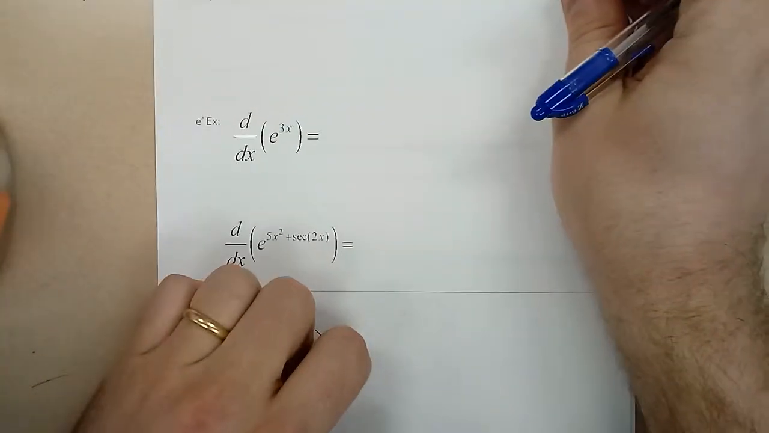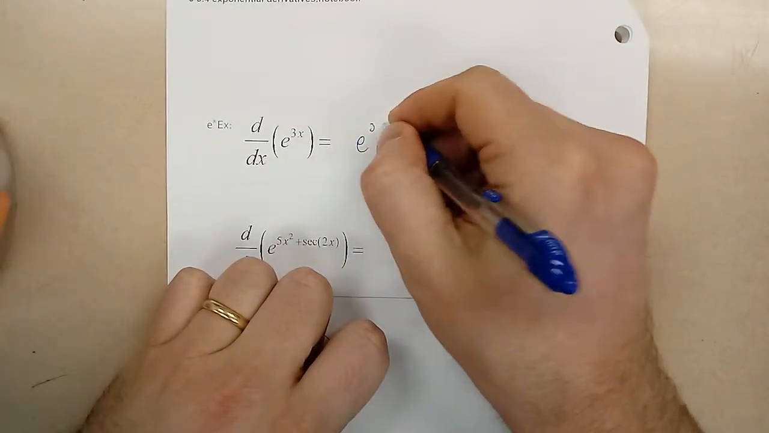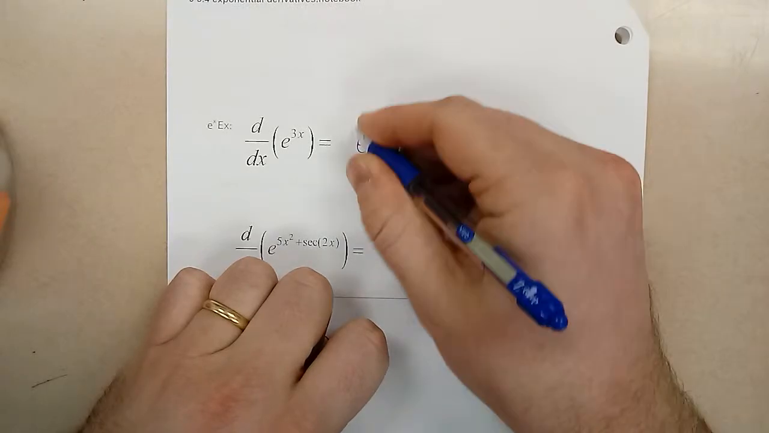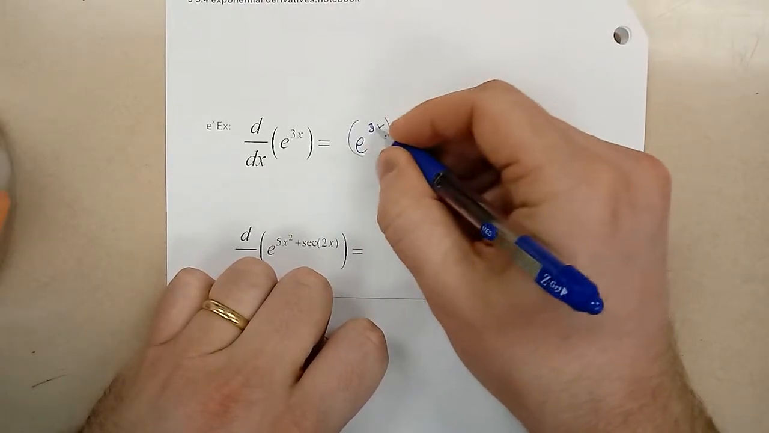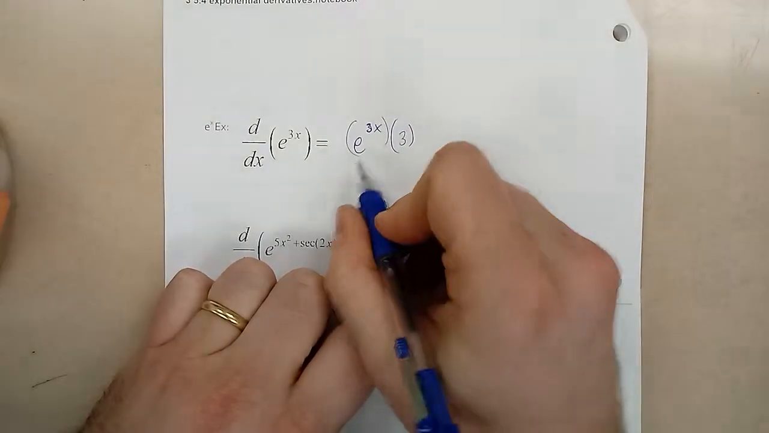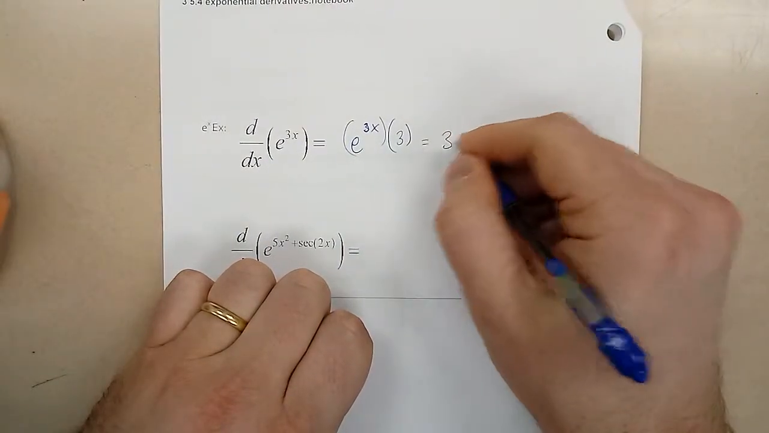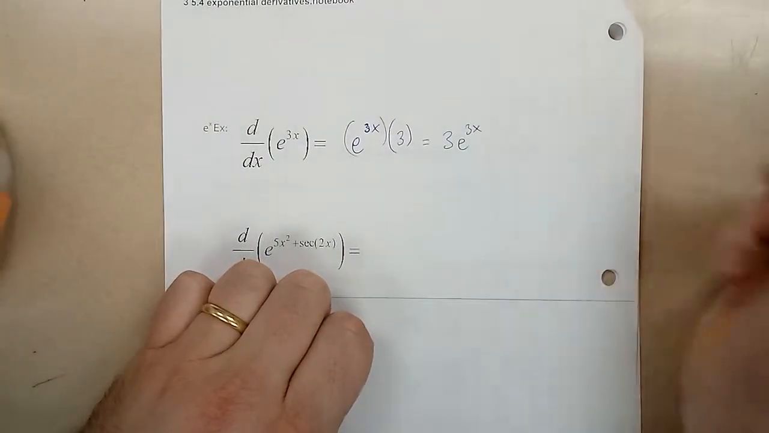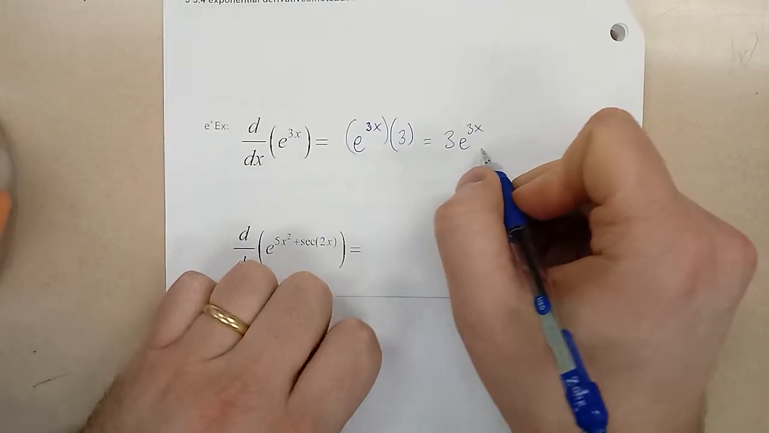So here, for e to the 3x, the derivative is going to be e to the 3x times the derivative of its exponent, which is just 3. I don't like writing it like that. I personally prefer to write 3e to the 3x. And a lot of the world prefers to write it this way.